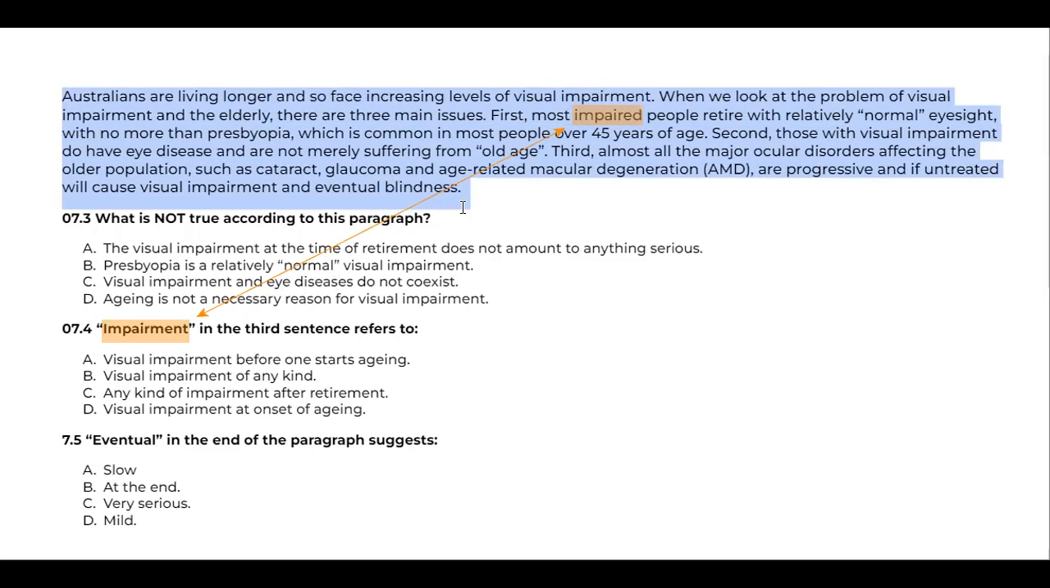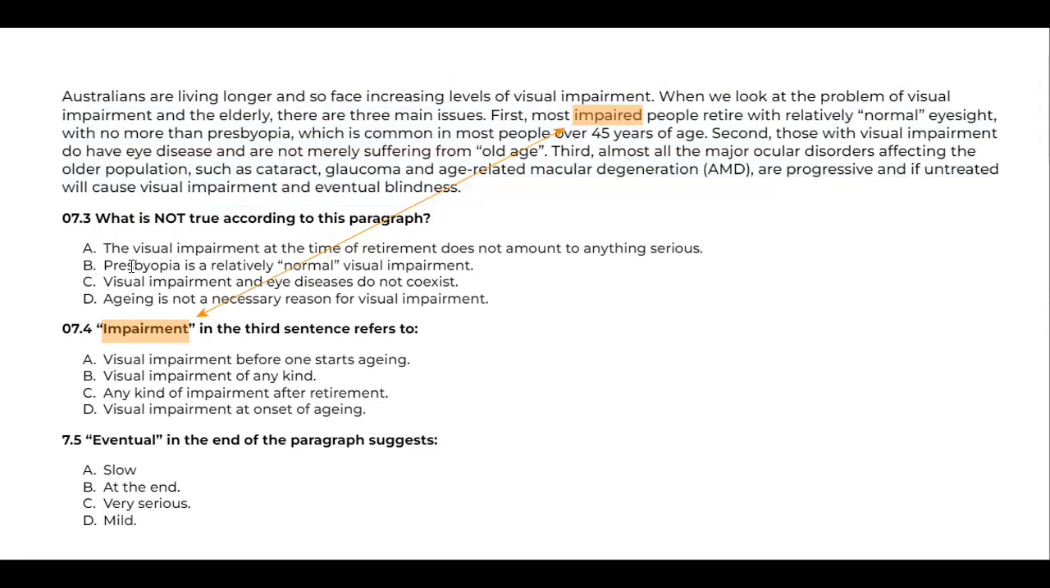So now we are moving to this one. Let's see what is not true according to this paragraph. Clear, this paragraph, this is the area. No doubt, it's not about any other paragraph, but about this paragraph. Clear, that is the main part. Now, what is not true? We have to eliminate three options which are true.